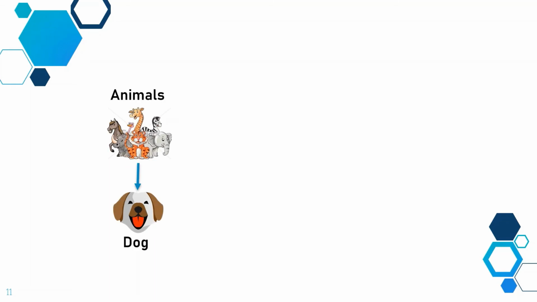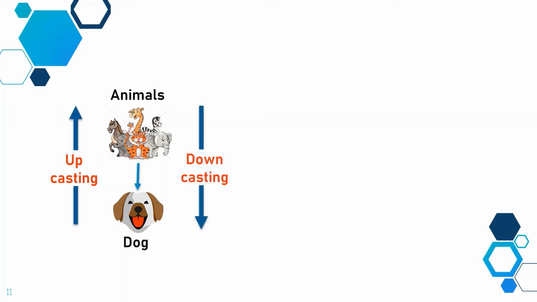So from dog, we are moving up the object hierarchy to the type animal. So we are casting our object upwards to its parent type, and hence it is called upcasting. And downcasting is the reverse of it.